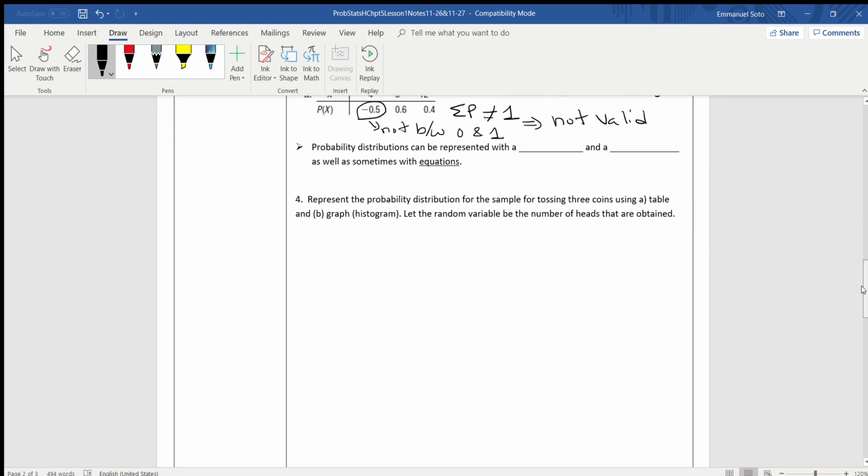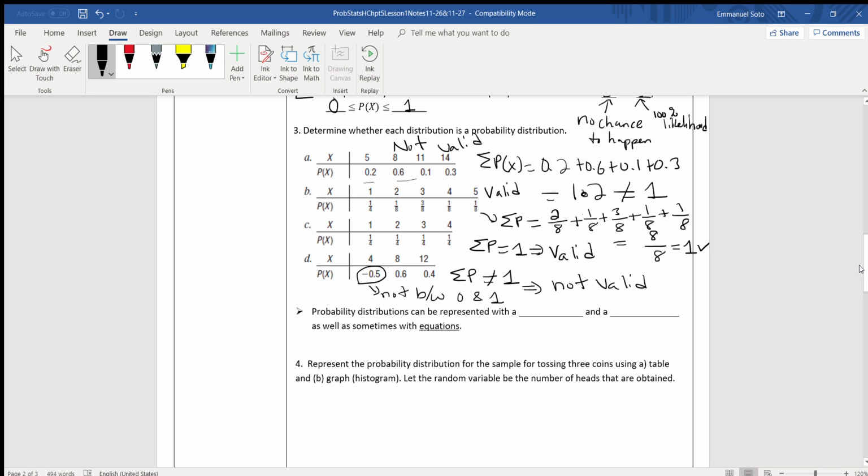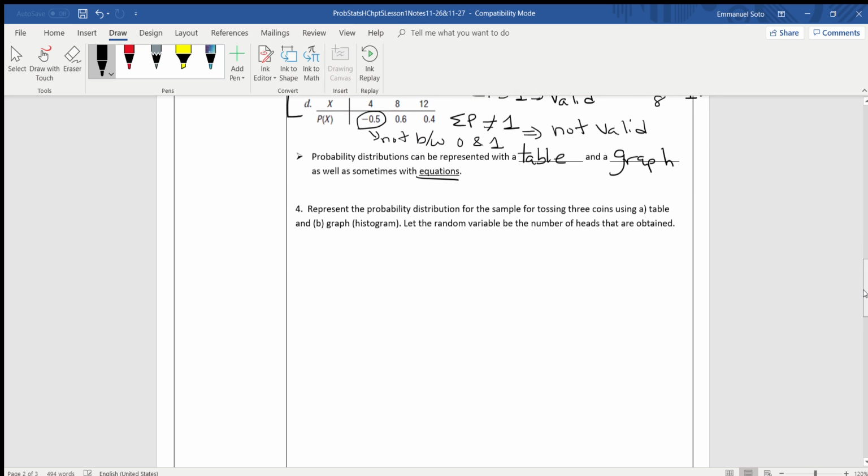All right, so now the next thing we want to look at is how we represent probability distributions. In order to represent them, we can use a table, which is what we have here. These are some examples of how it looks with a table. You usually have your random variable on top and then your probability on the bottom, but you can also do it vertical instead of horizontal. So it can be represented with a table, just like above, and it can also be represented with a graph. Sometimes we can also represent it with equations, like functions.